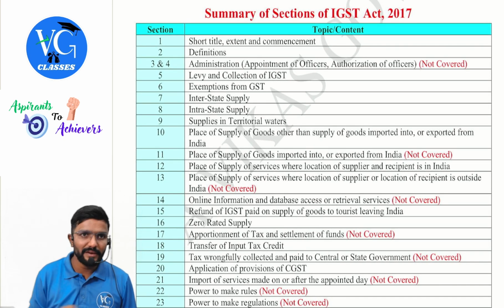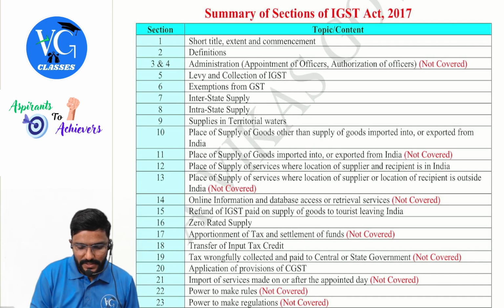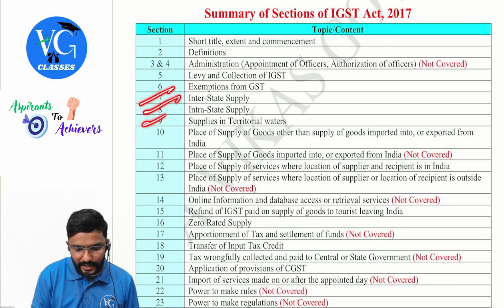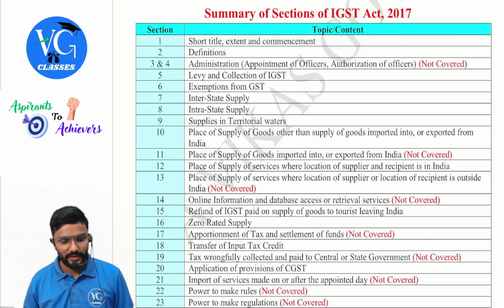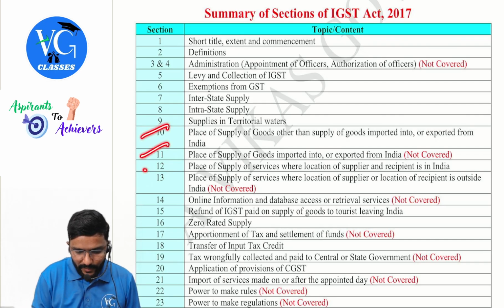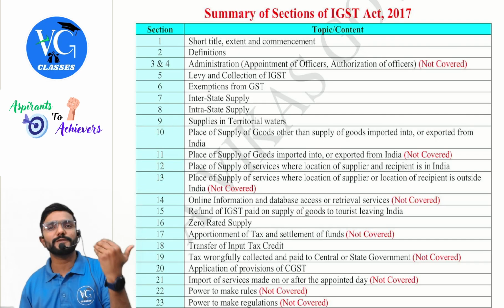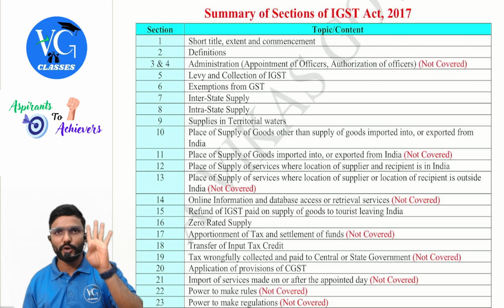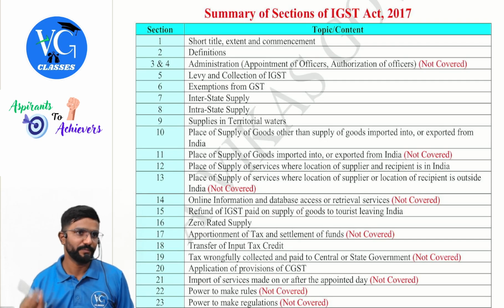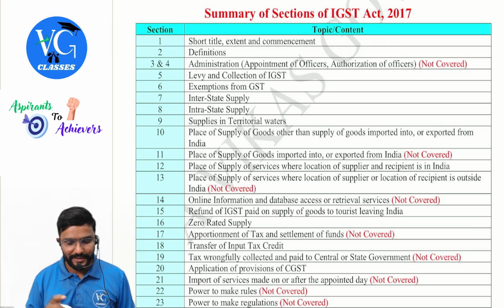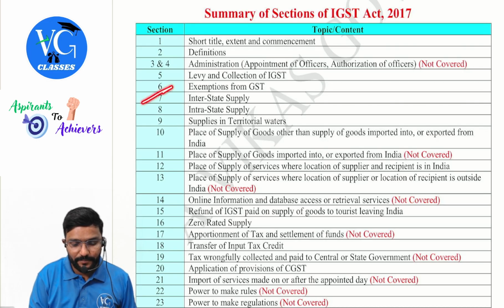Next, what we will be learning in this place of supply chapter is 7, 8, 9. 10, 11 is not a part of your syllabus, 12 and 13 is also not a part of your syllabus. Guys, actually 10, 11, 12, 13 talk about the place of supply of goods and services. Totally 4 sections, but only 2 are part of your syllabus. The remaining 2 you will be learning at final level, guys.